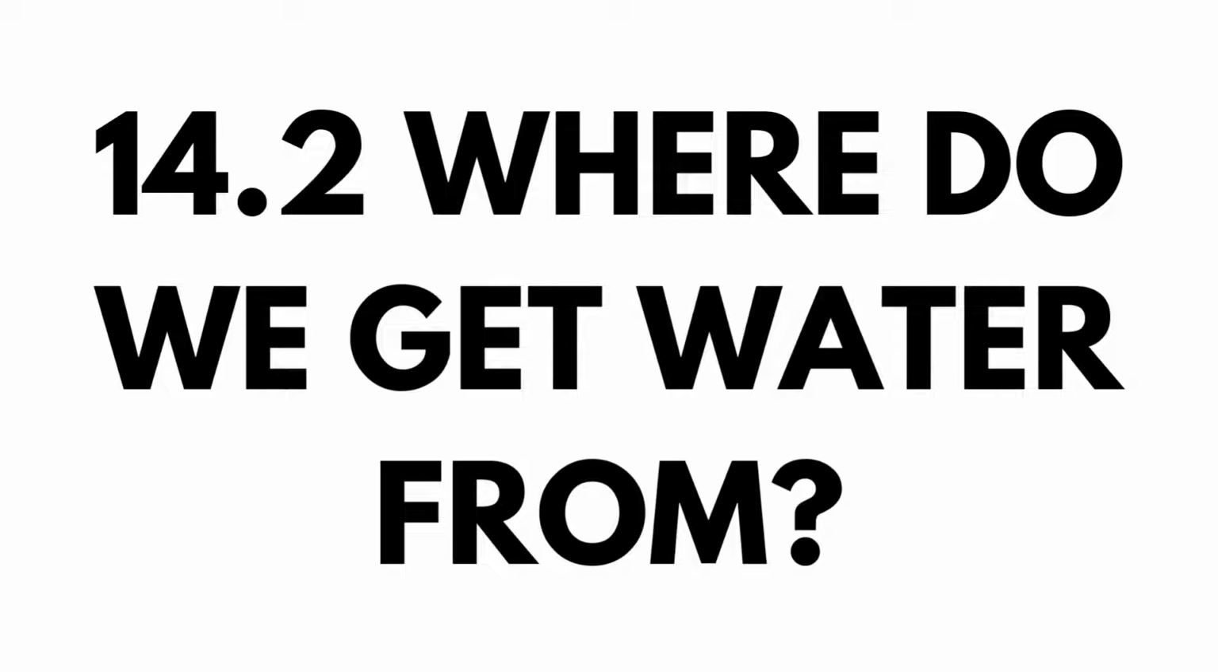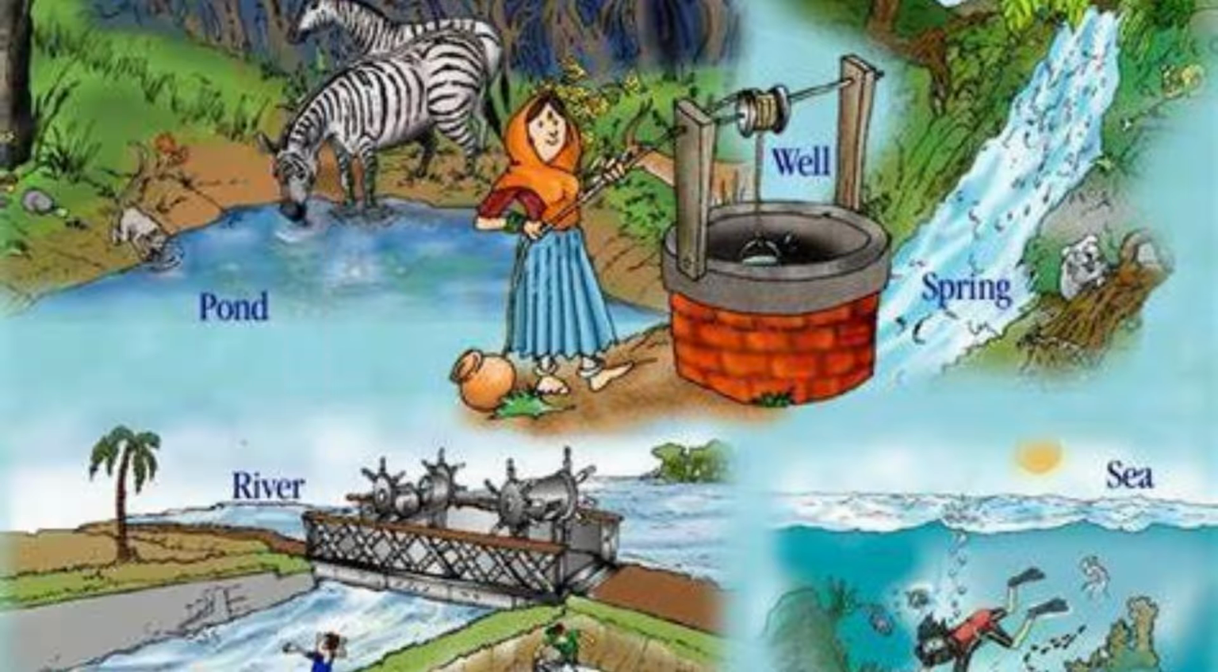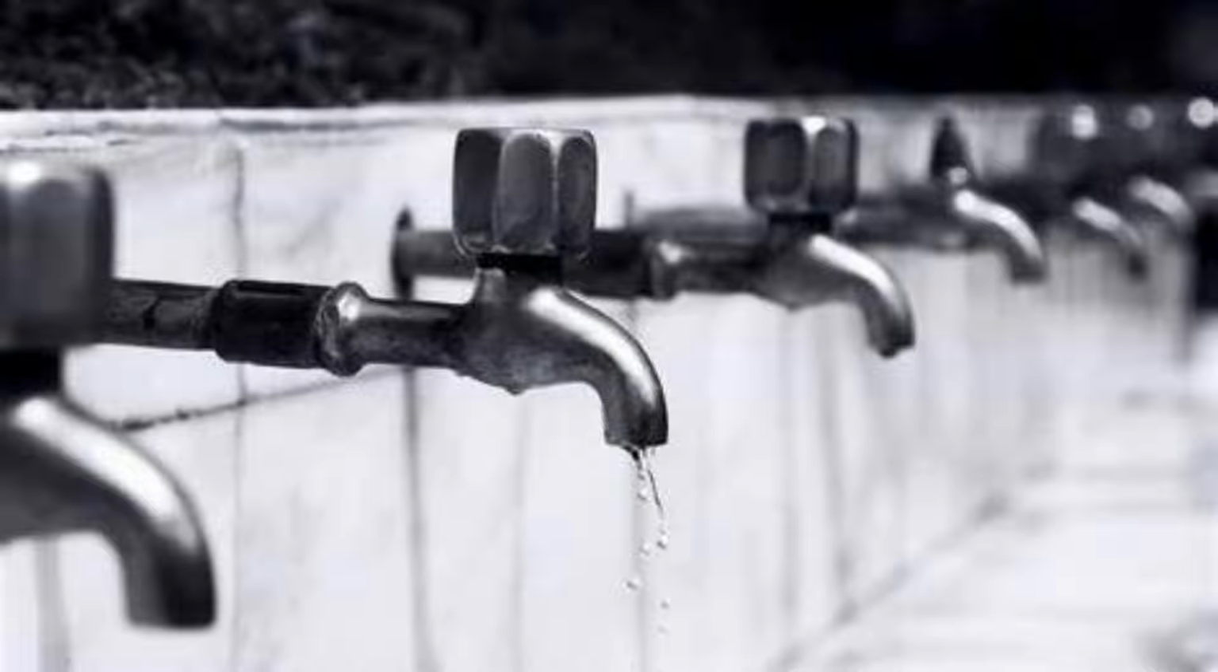Where do we get water from? Where do we get the water that we use? We draw water from a river, spring, pond, well and a hand pump. Some others may say we get water from taps.